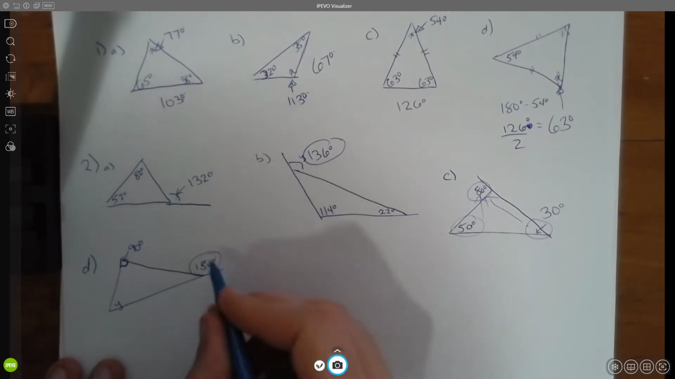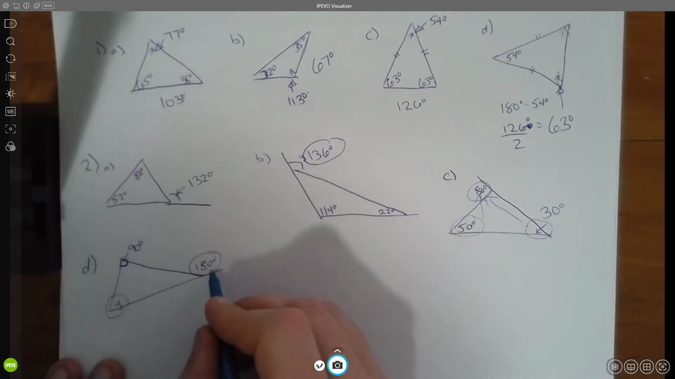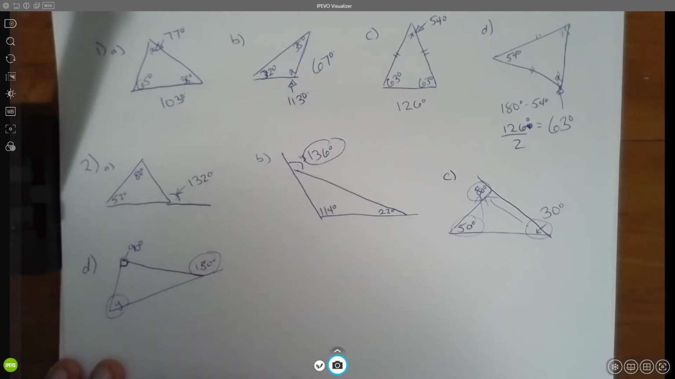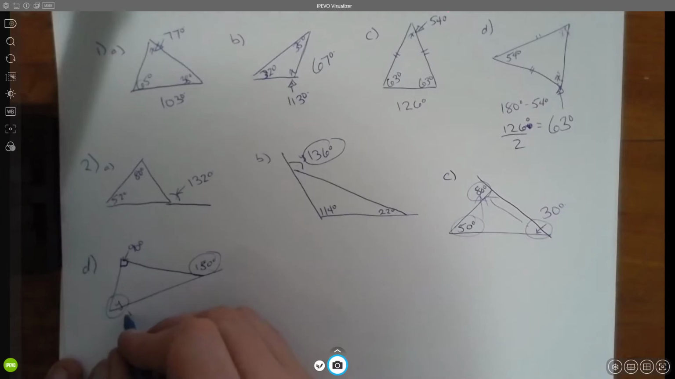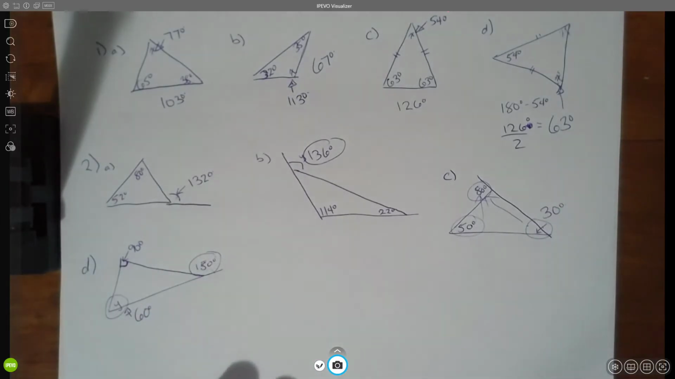I have an exterior angle. What can I add to 90 for this Y in order to get me to that 150? And I need 60 degrees more, so that means that my Y value must be 60 degrees for that question.